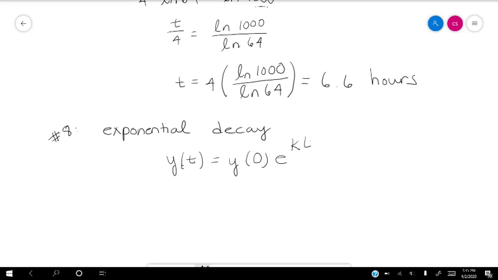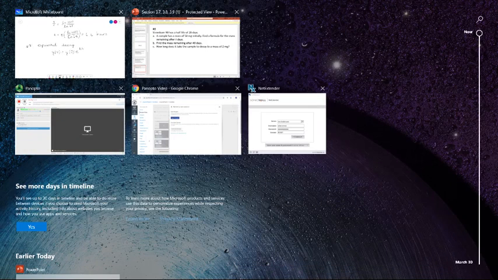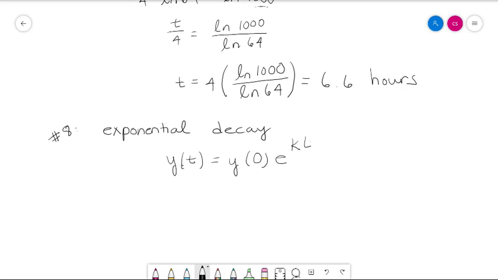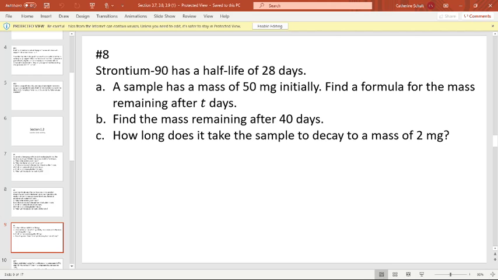What else do they tell us? They're telling us that initially we have 50 milligrams. So if we wanted to model how many milligrams of this substance is left after t days, we're going to have to figure out our k. And we have one more piece of information that's going to help us with that. We know that the half-life is 28 days.